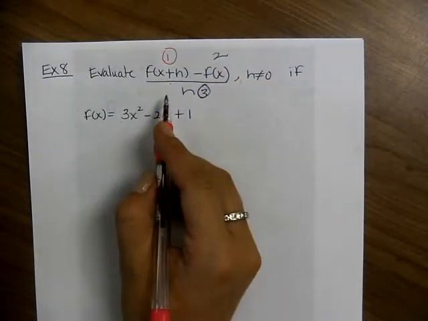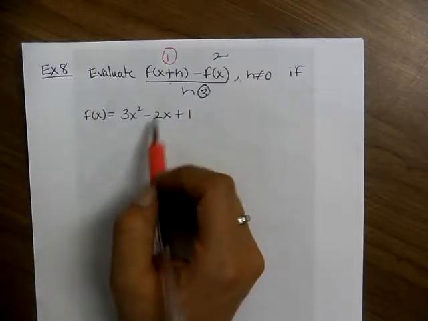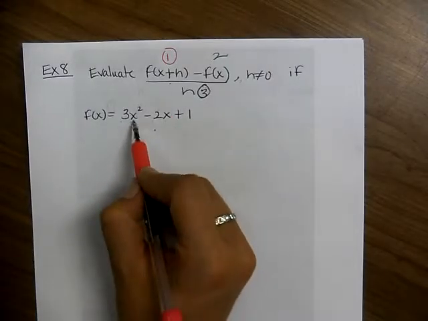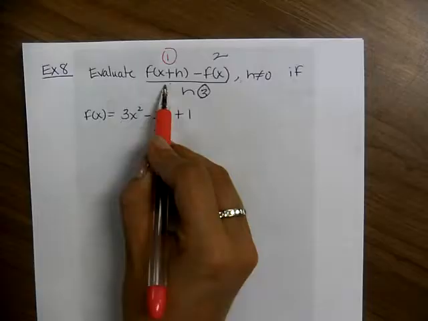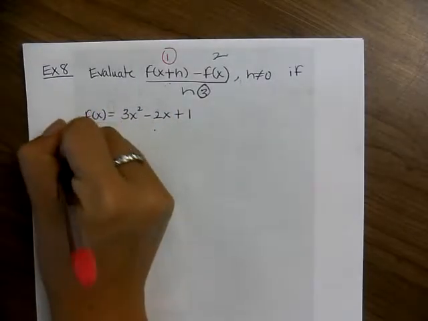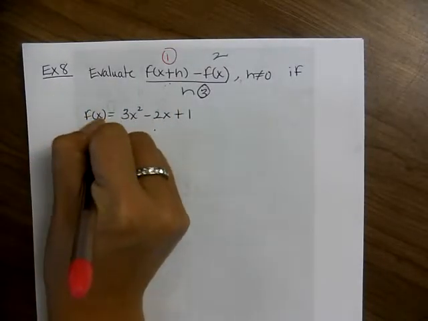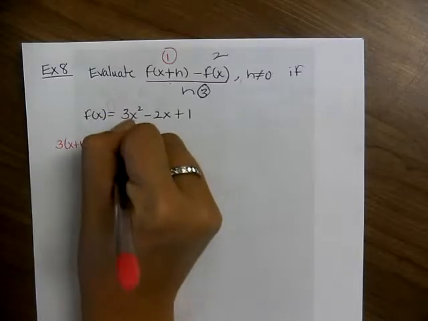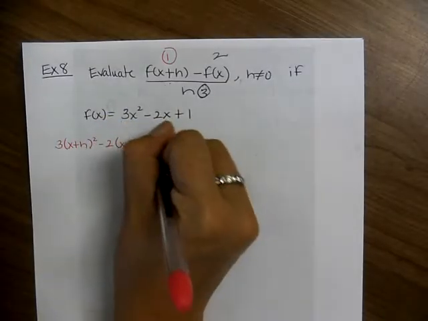Step 1. Everywhere I see an x, I'm going to put x plus h. So I'm going to have 3 times x plus h squared minus 2 times x plus h, and I'm not going to forget that plus 1.